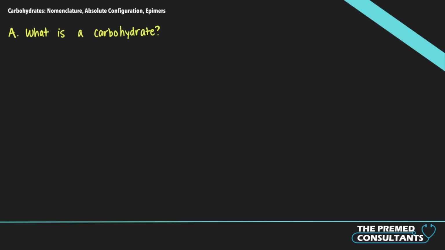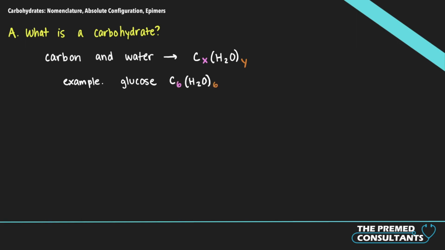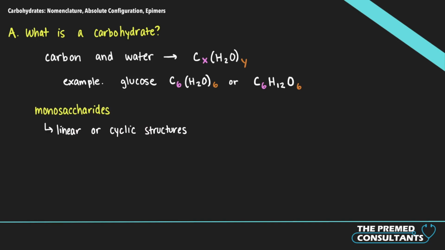Carbohydrates are organic molecules made up of carbon and water, hence the name carbo and hydrate. They have the molecular formula CxH2O(Y). For example, glucose has the molecular formula C6H2O6. You've probably seen it as C6H12O6. Monosaccharides can exist as linear molecules or rings. While it's more accurate to use the word monosaccharide to refer to a single sugar molecule, we often just say sugar.